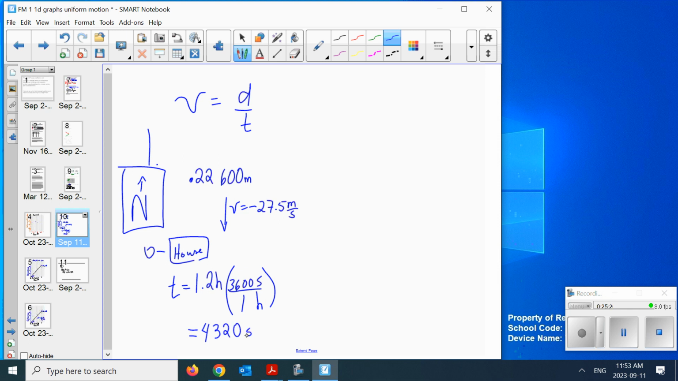Okay, you guys, now that you have everything in the same system, meters and seconds, you can use V equals D over T, or D equals V times T. You should be able to switch it, T equals D over V. It's the same equation manipulated, right? To find out the distance traveled.